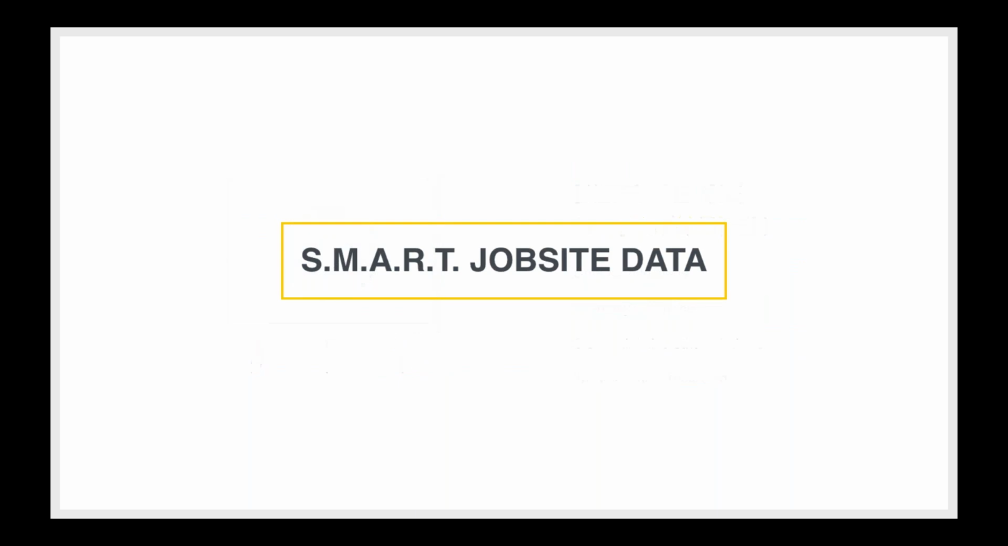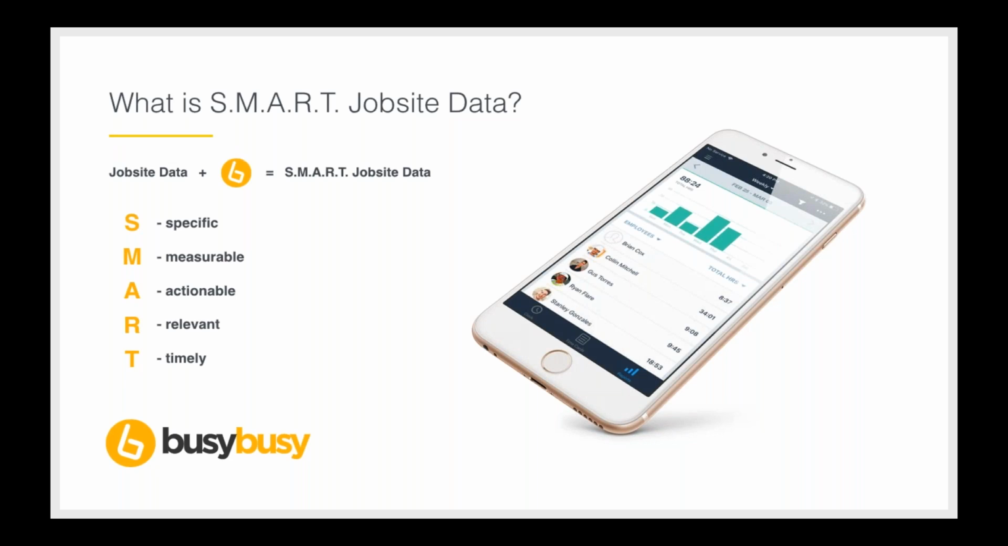Okay. So let's talk about smart job site data. This is what we mean by smart job site data. It's when that acronym SMART, we're talking about specific, measurable, actionable, meaning you can do something with that data. It's got to be relevant, of course, and probably the most important part is it's got to be timely. Data certainly helps if we get it at the end of the job, but it's more helpful at the beginning of any project or during the project.